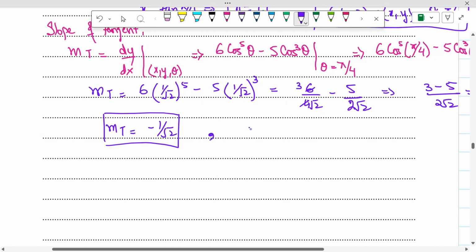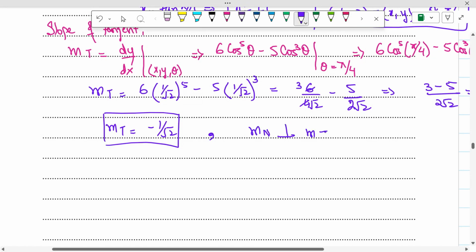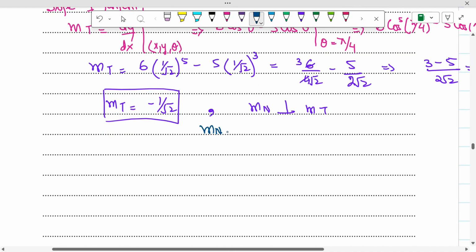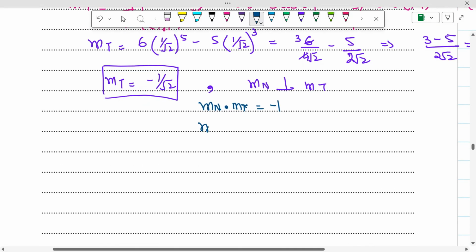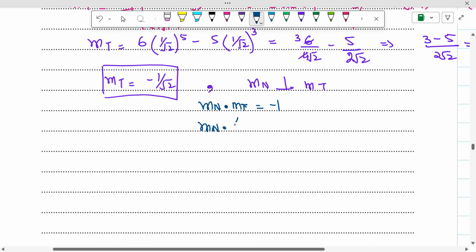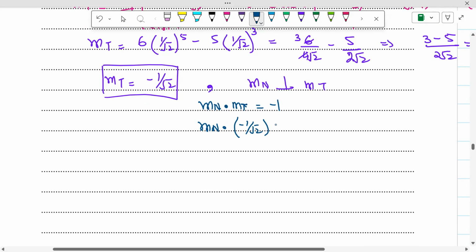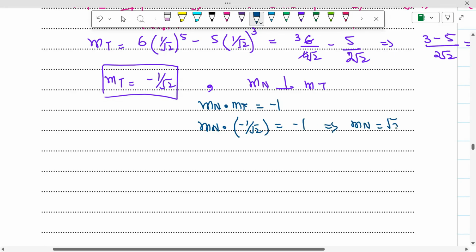The slope of the normal is perpendicular to the slope of the tangent. So the product of the slopes is equal to negative 1. Slope of the normal times slope of the tangent, which is negative 1 over under root 2, is equal to negative 1. So we have the slope of the normal, which is equal to under root 2.